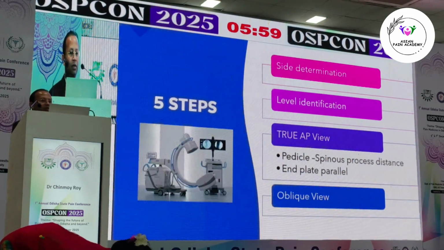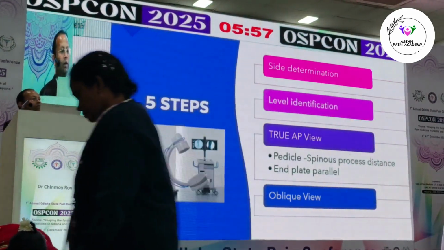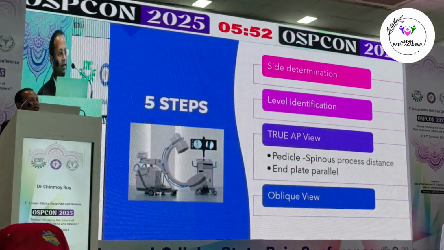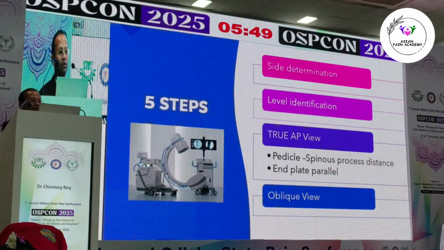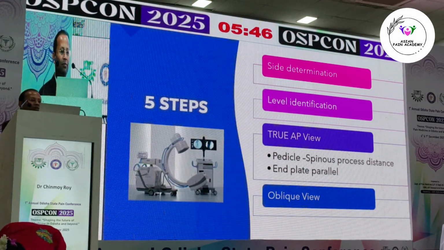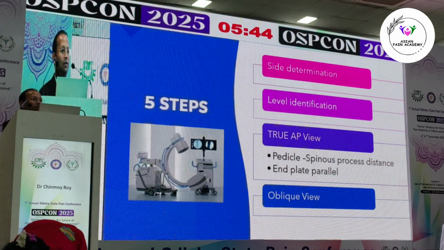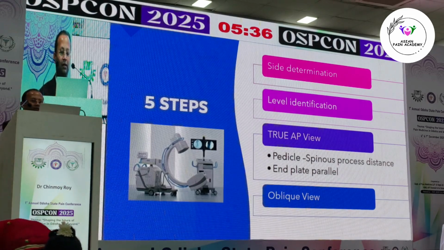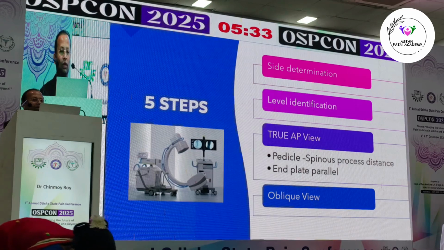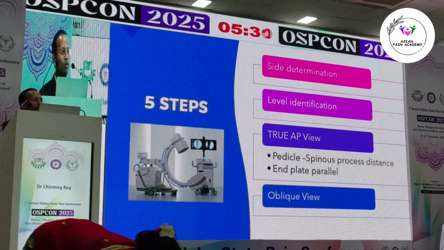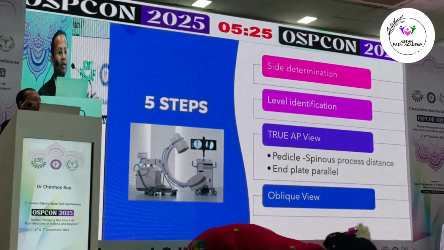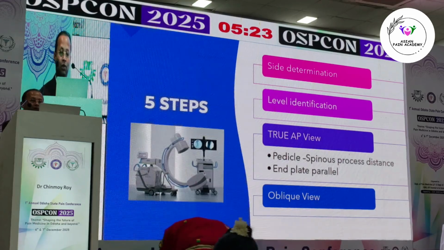5 steps. First thing is side determination, right side or left side. Whenever we are taking the picture, we should see that the patient's right side is on the right side of the screen also. Sometimes if you do it on the opposite side, that is not against the norms, but we always make it right side to right side so that we do not make a mistake. Second, level identification. The counting is a very important thing, because lumbarization, sacralization, everything is possible. So you have to count the level.